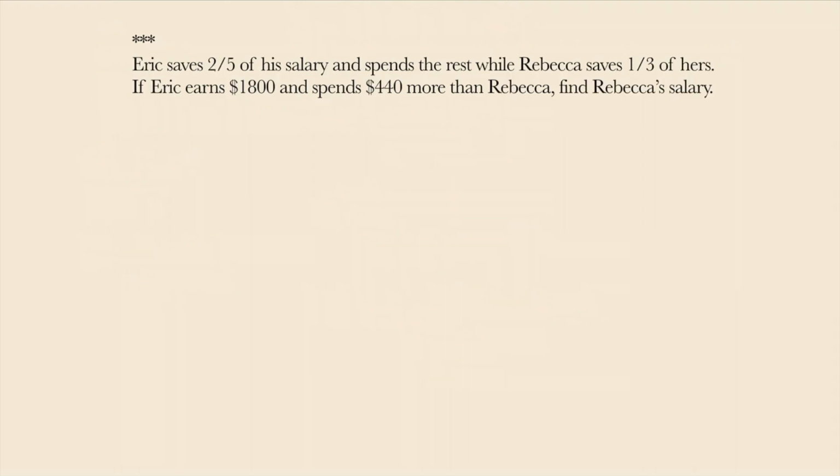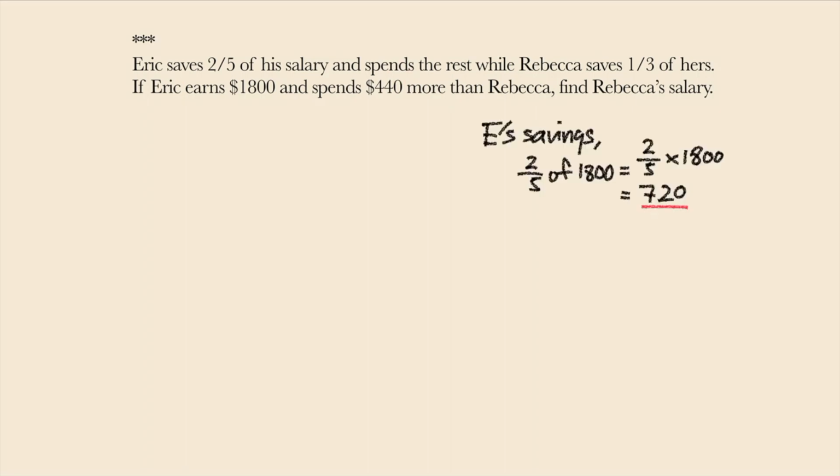Another level 3 question. Eric saves 2/5 of his salary and spends the rest. Okay, well, this we can work with, right? If 2/5 was saved, that tells us that 3/5 was spent. Now, let's see. Okay, now if Eric earns 1800, hang on. If Eric earns 1800, doesn't that represent his salary? 1800, that's 5 units, isn't it? So doesn't that mean we can find the actual amount of dollars saved and spent? Yeah, we can. So since he saves 2/5 of his salary, that's $720.